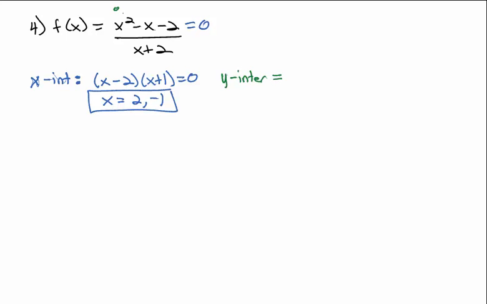Y-intercepts, we get those by making all the x's equal to 0. This time we're going to be careful of our signs, giving us negative 2 over 2, which reduces to y equals negative 1 for the y-intercepts.